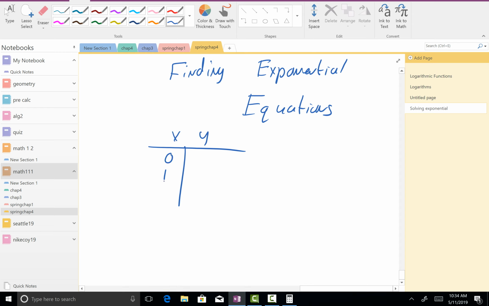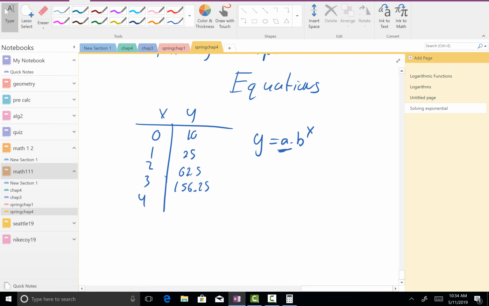So 0, 1, 2, 3, 4, and 10, 25, 62.5. This was like 156.25. Anyhow, I said, here's the equation we want to write it in. Y equals A times B to the x. A, what does A represent? What does A represent? Right. It's initial value. Okay?